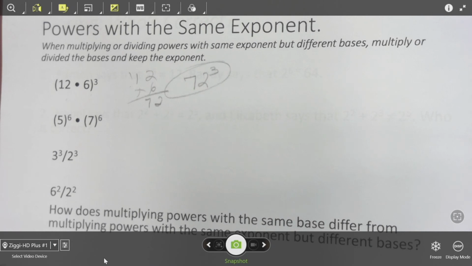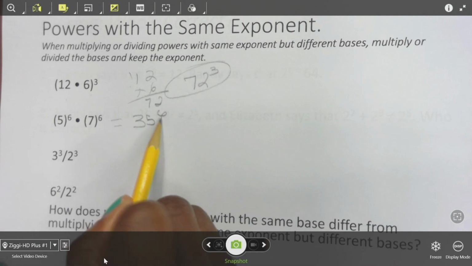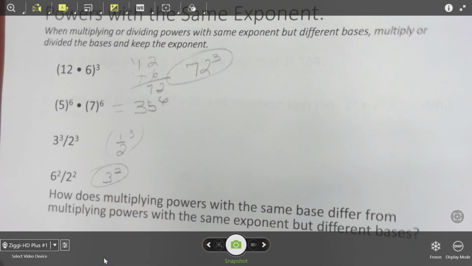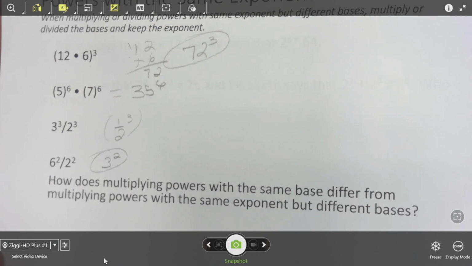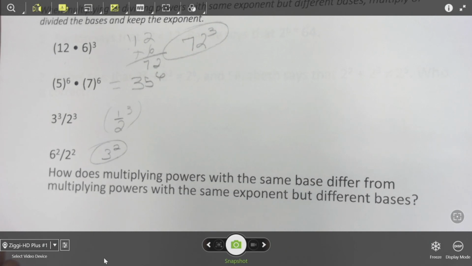Good job. What do we get? Equals 35 to the sixth power. Very good. 1/2 to the third power. And 3 to the second power. Good job, scholars. Now, can you tell me, how does multiplying powers with the same base differ from multiplying powers with the same exponent but different bases?